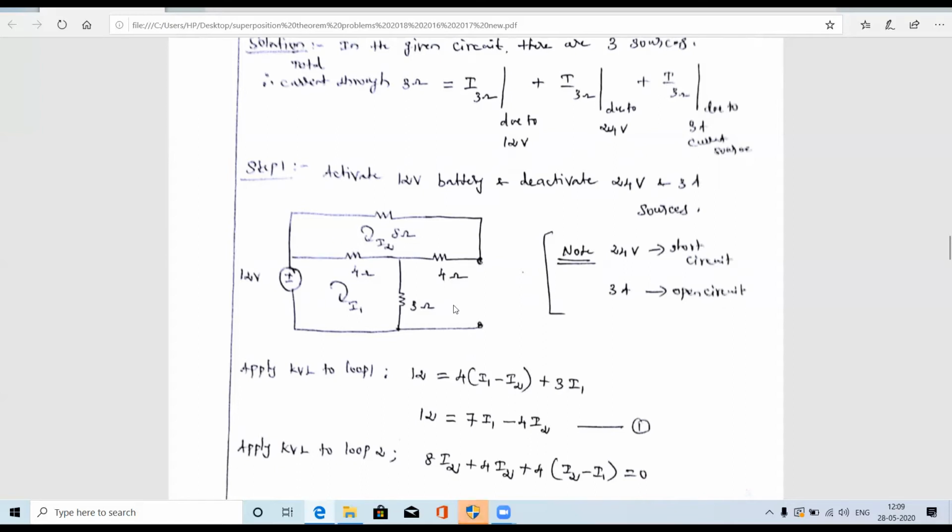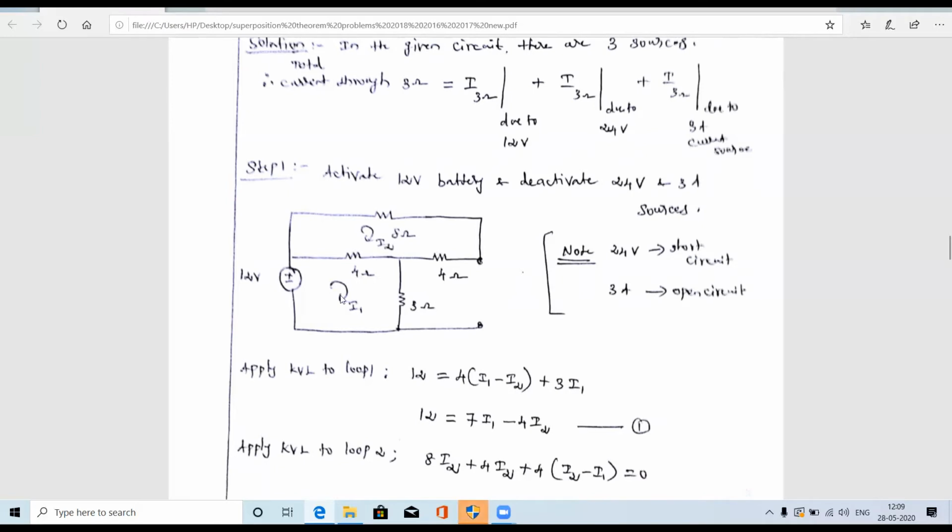Now in this diagram, only one voltage source is active, the 12 volt battery. Due to this 12 volt battery, we have to find the current flowing through the 3 ohm resistor. We can use any method to calculate it. According to the circuit, there are two loops, and this loop is an open circuit. You know that the current flowing through an open circuit is always 0.